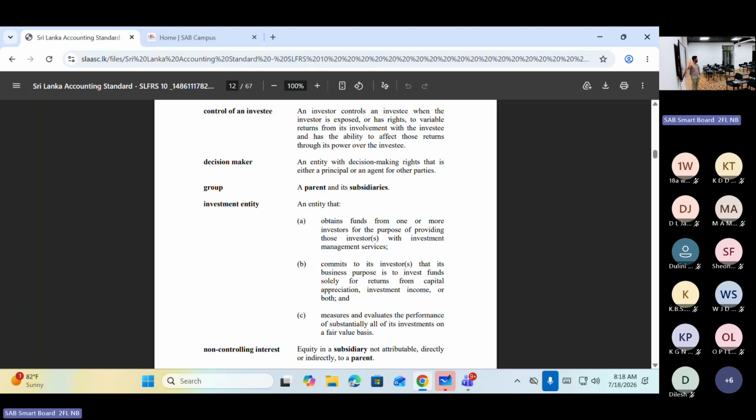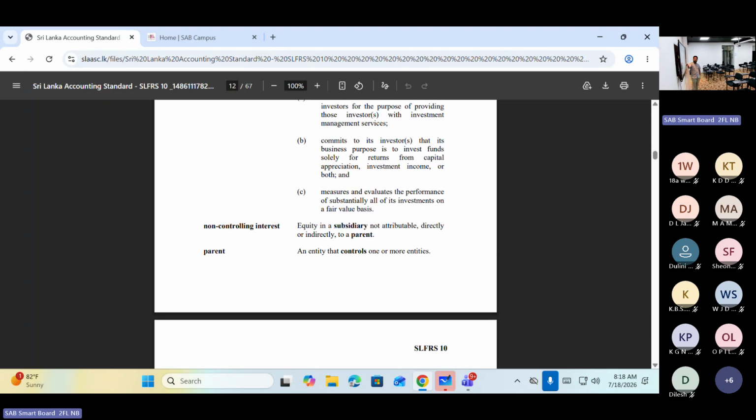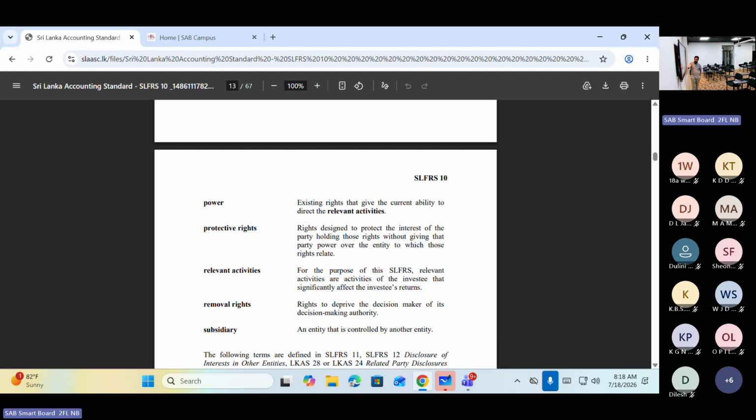Group is a parent and subsidiaries. Then I mentioned what a parent is. An entity that controls one or more entities is a parent, right? Then what's a subsidiary? An entity that is controlled by another entity.